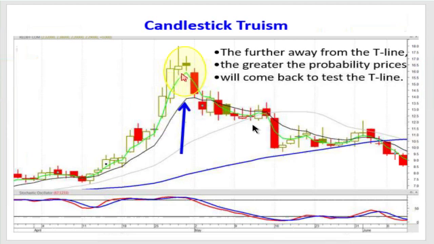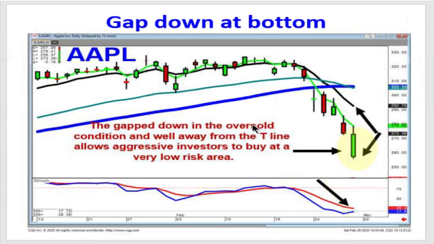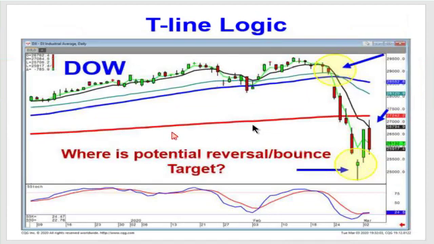Yes, the T-line is the 8 exponential moving average. The other moving averages, let me find one that has better moving averages. No, I don't have all of them there. Let me go to this one. The other moving averages on your chart are the 50-day simple and the 200-day simple. The reason you have those on your charts is because every major money manager around the world uses those moving averages to make their decisions. We use them to see exactly what their decisions are at those levels.